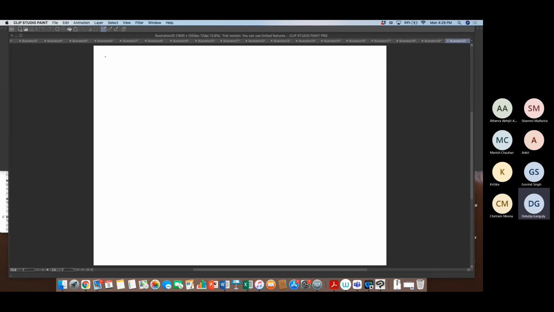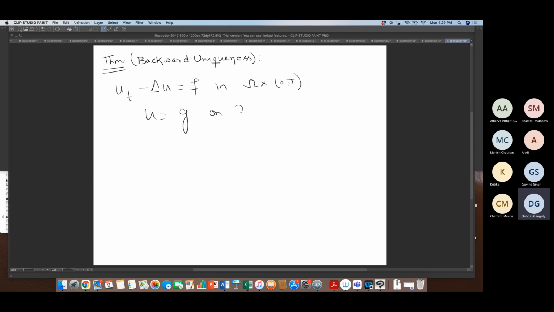Now is the last theorem, with the energy method. It's called backward uniqueness. This is a unique property of the heat equation. Consider u_t minus Laplacian of u equal to f in omega cross (0,T), and u equal to g on the boundary of omega cross (0,T). This is not a parabolic boundary; I am taking the top also.